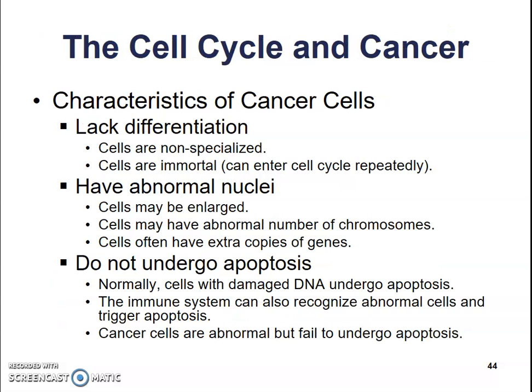Characteristics of cancer cells. They lack differentiation, meaning they don't have a specific job. They're not specialized. And they can be immortal, not meaning that one single cell will live forever, but it can enter the cell cycle repeatedly. Most cells only do it a certain number of times, and then they're like, oh, this is my last one. Good knowing you.